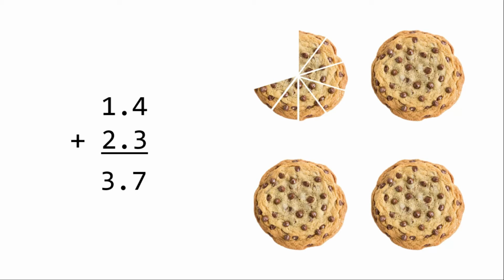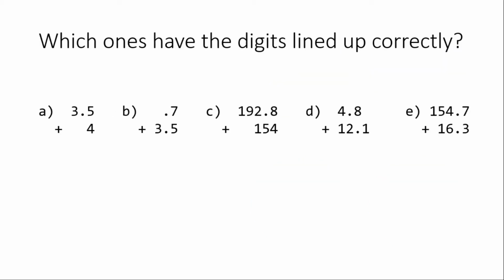We can add the tenths, we can add the ones, and then we can put it all together in the end. The important thing is that you line up the digits so that the tenths are lined up with the tenths and the ones are lined up with the ones. Otherwise, you might add the wrong place value. Let's take a look at some examples. Some of these have the digits lined up properly, some of them don't. And when they're not lined up properly, you're not adding the right place value.